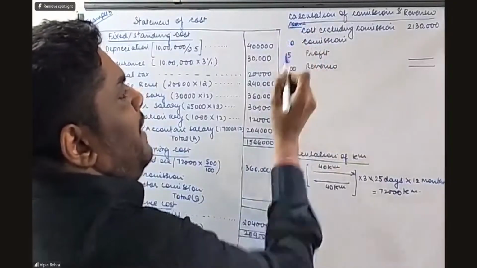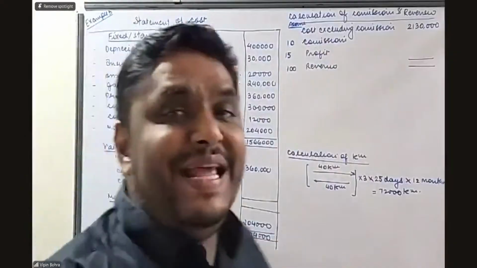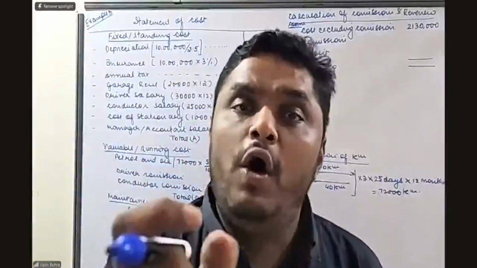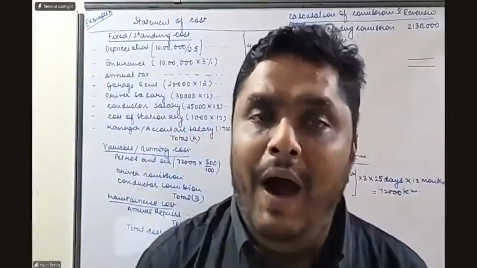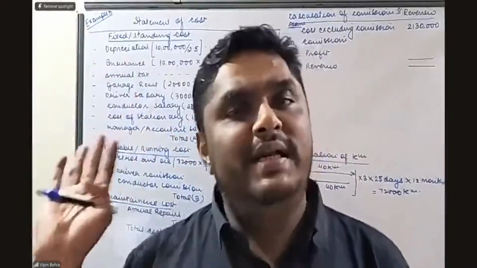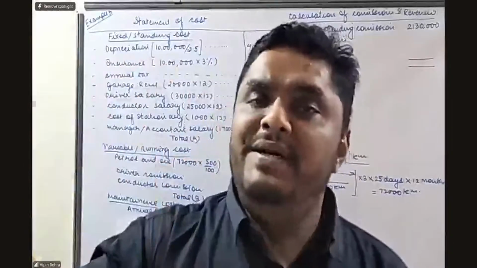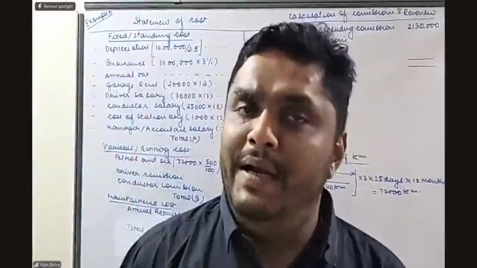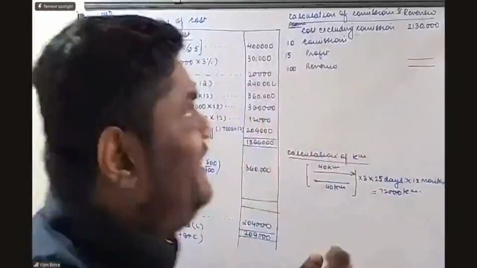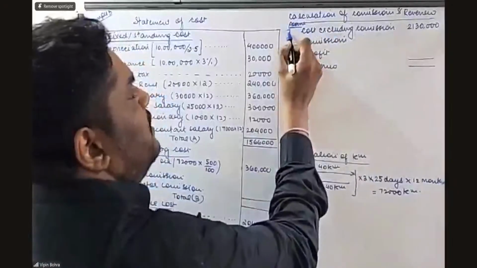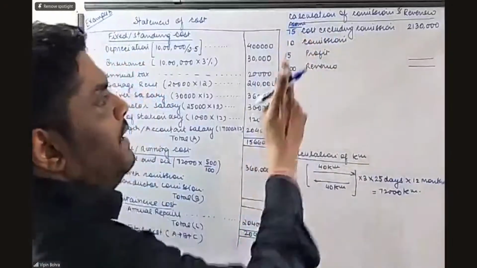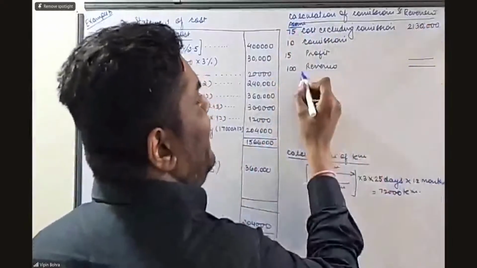10% is what? My commission. So balance will be what? My cost excluding commission. Let's assume my sales or revenue is 100. Out of this 100, 15% is my profit. 10% is my commission that is to be paid to drivers. So balance 75% will be my all the other cost excluding commission. So 75 is what? 21,30,000.